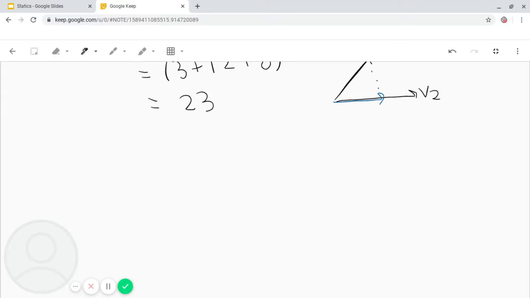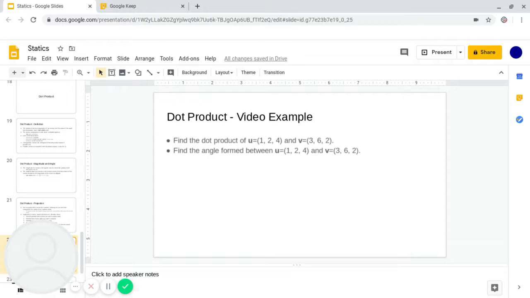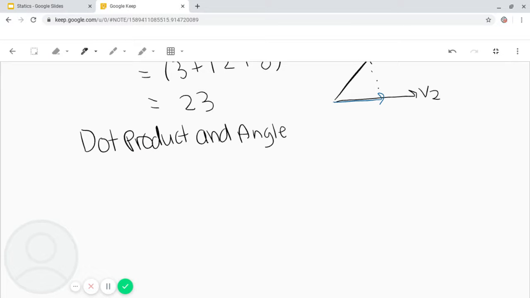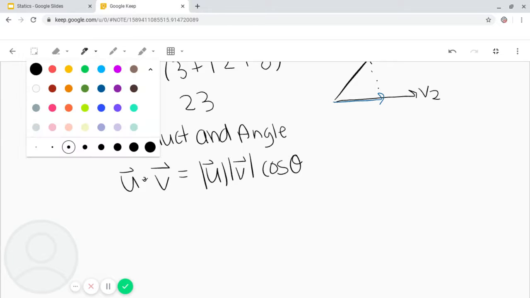Next, we'll go over how to find the angle between the vectors. So I believe we're using the same vectors. Yes, we are. So we know that, just rearranging the formula, u dot v is equal to magnitude u times magnitude v cos theta. So we want to solve for that theta.